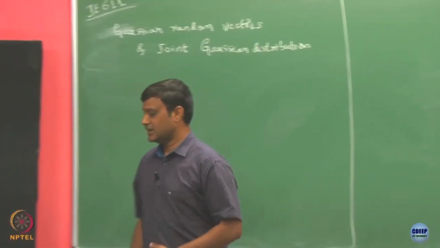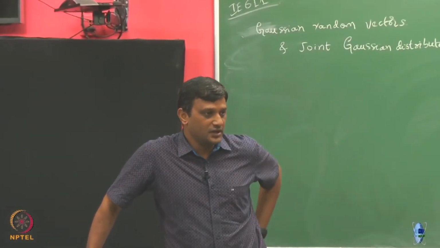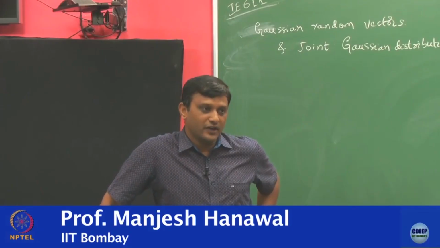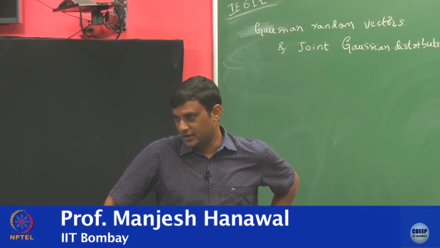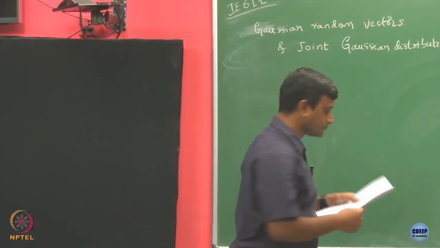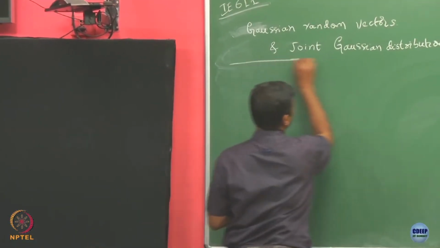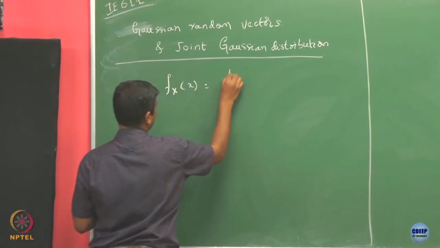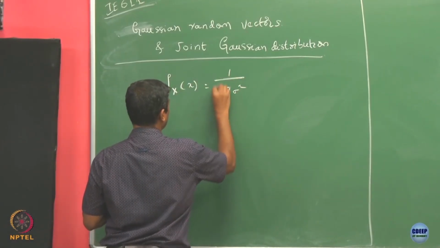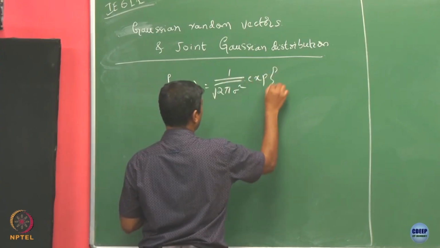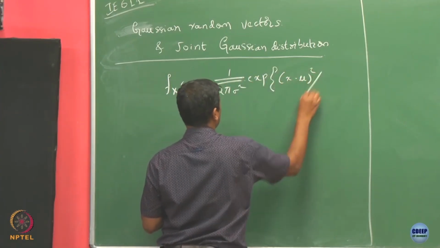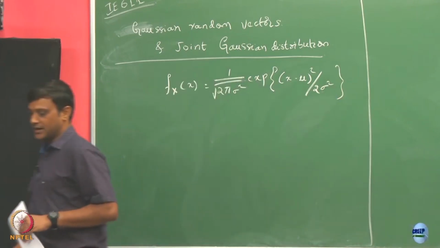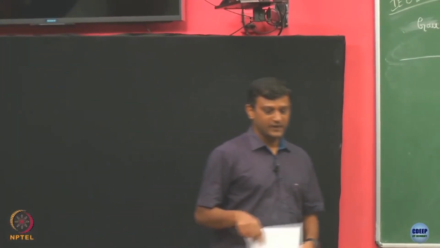So we already know what is a Gaussian distribution and what is a Gaussian random variable, and now we want to say when we have a random vector, when we are going to call it a Gaussian random vector, what are the properties it needs to satisfy. So for a single random variable, the PDF is given by this, which means I have a Gaussian random variable x that has mean mu and variance sigma square.